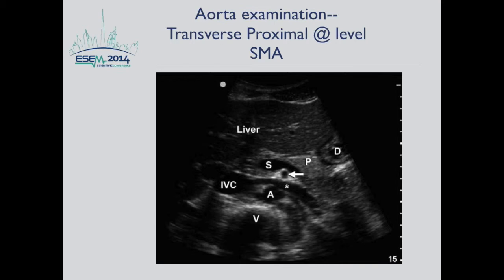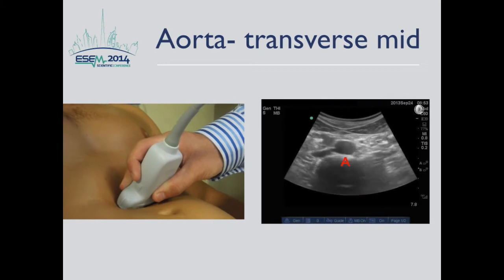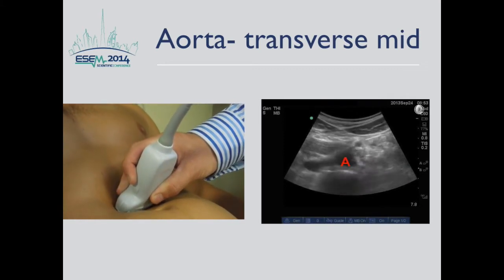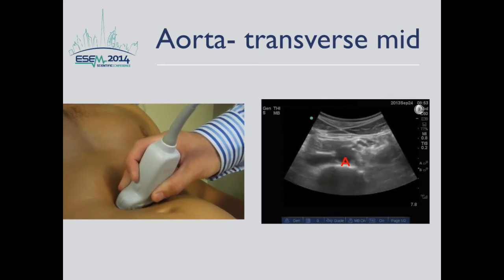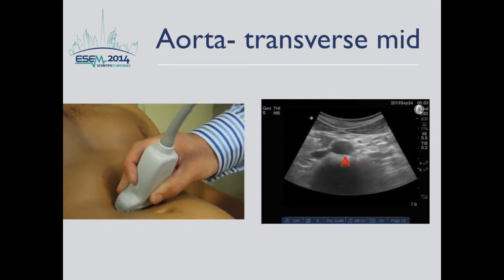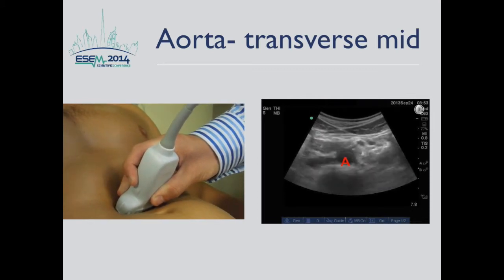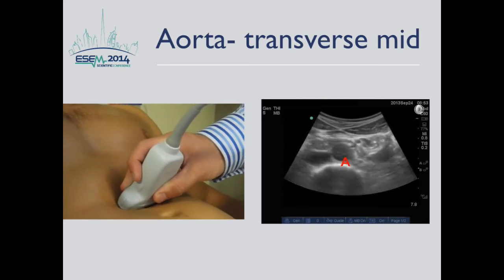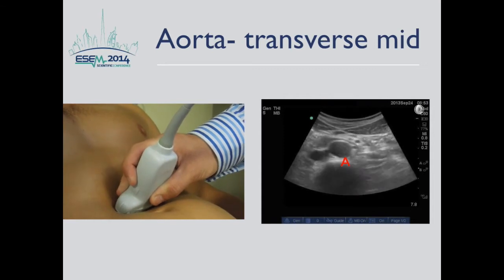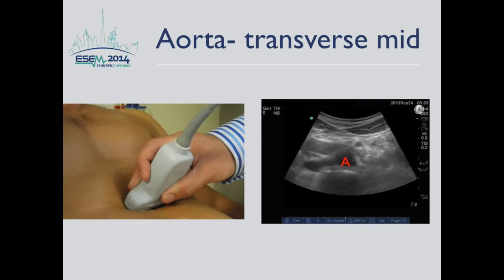After evaluating the transverse view of the proximal abdominal aorta, we're going to move down to the transverse view of the mid-aorta. A transverse view of the mid-aorta is obtained by moving the probe caudally along the midline while maintaining a transverse orientation of the probe. The view lacks a unique landmark, and remember that this is a very important location because most abdominal aortic aneurysms are infrarenal, and this portion of the aorta should be thoroughly imaged.